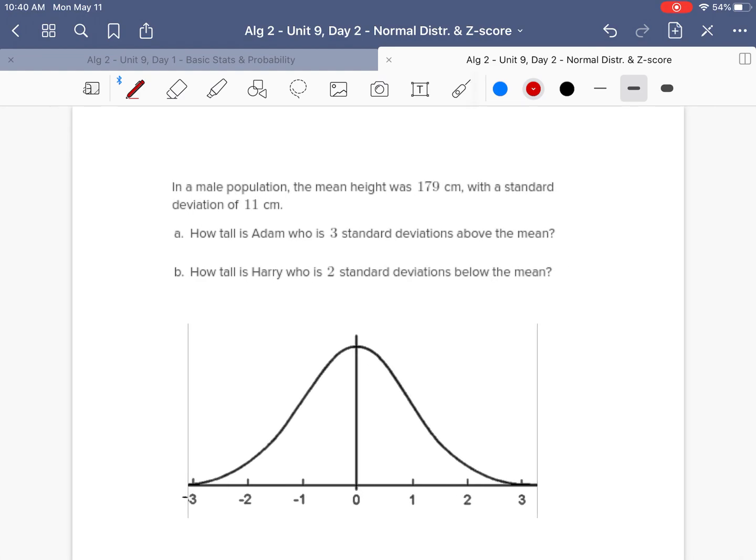All right, so I have this picture here for us to save us some time. In the male population, the mean height was 179. So you notice the picture has 0, 1, 2, 3 and all. So this is going to be a different type of example. So I know that this is now 179.